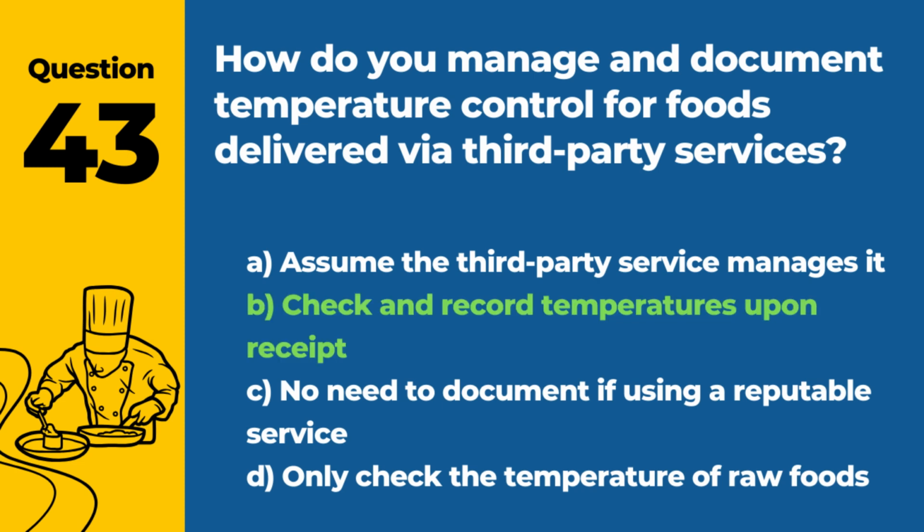Answer: B. Check and record temperatures upon receipt. When receiving foods delivered via third-party services, it's important to check and document the temperatures upon receipt to ensure they have been maintained within safe limits during transit.